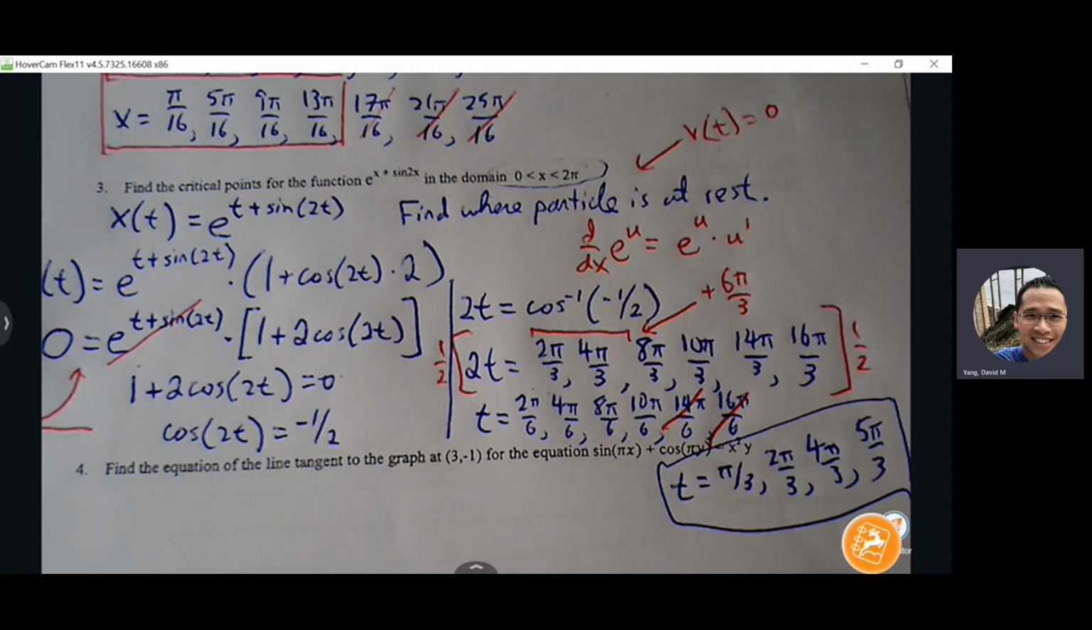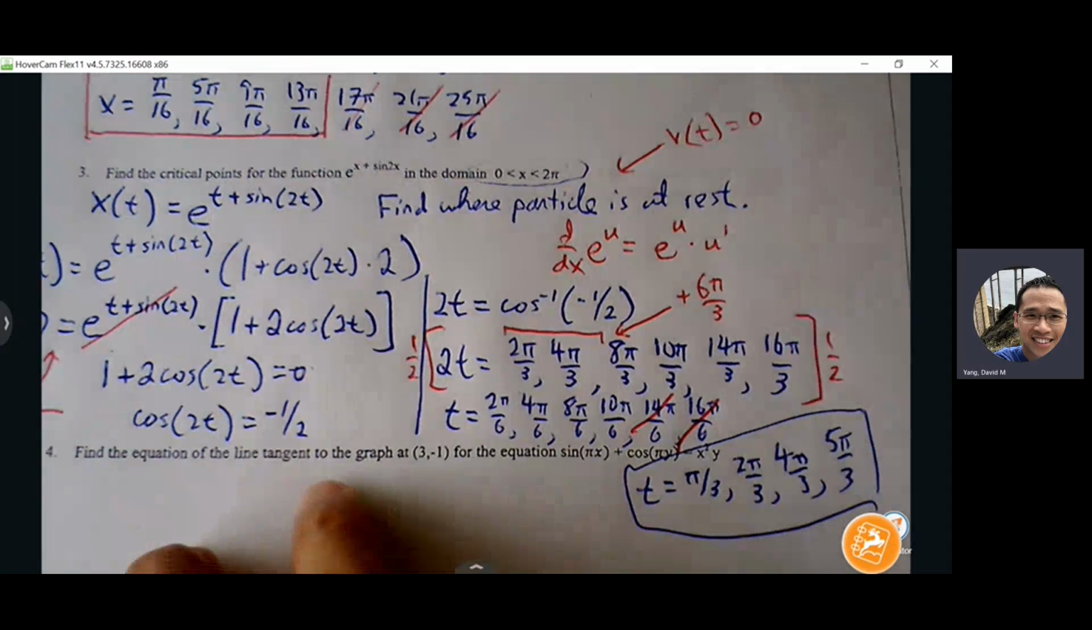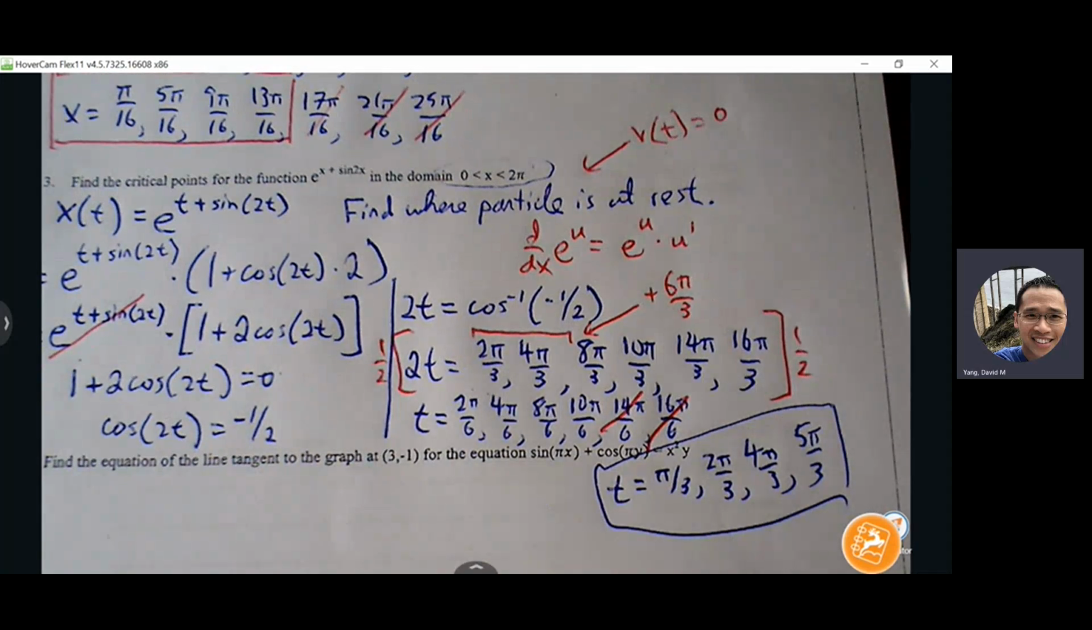Okay, let's look at number four. Find the equation of the tangent line to the graph at (3, -1) for the equation sine of pi x plus cosine of pi y equals x squared y. So I worked it out on a separate sheet of paper so I can have enough room.